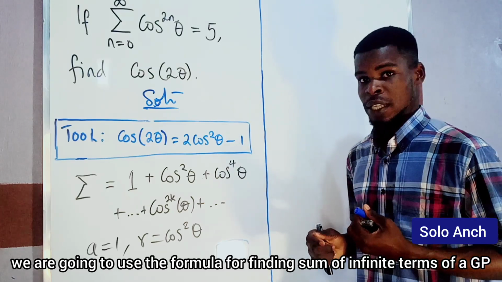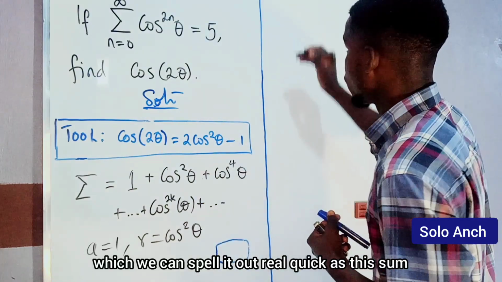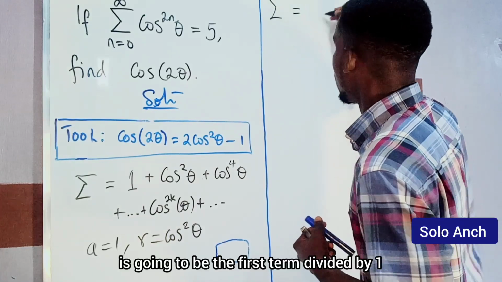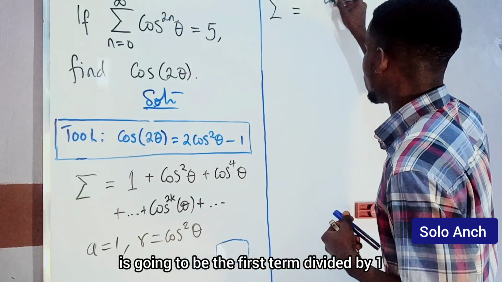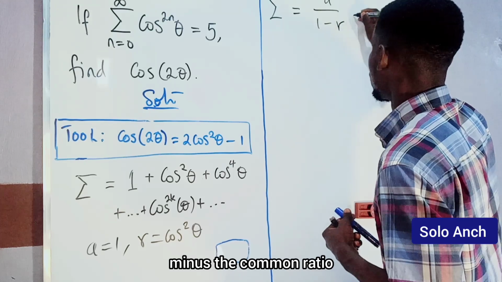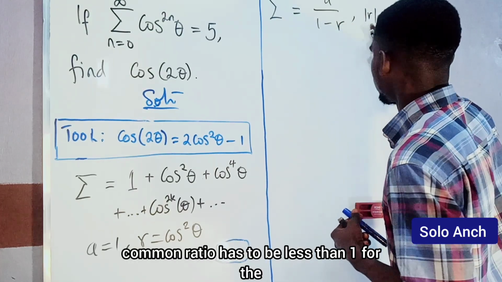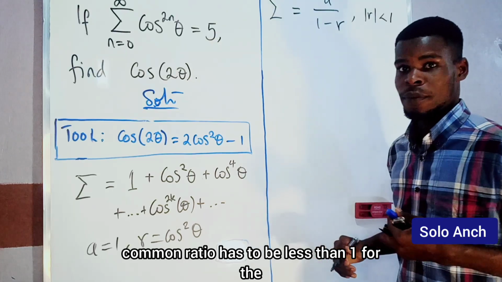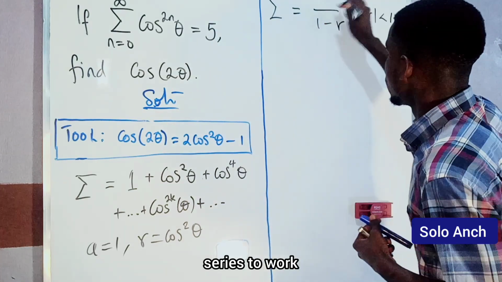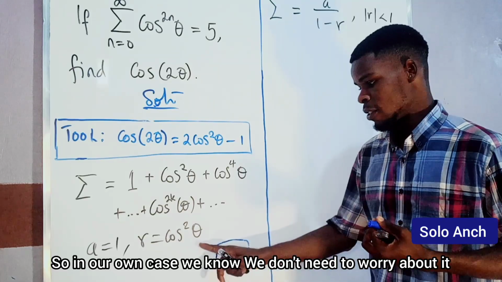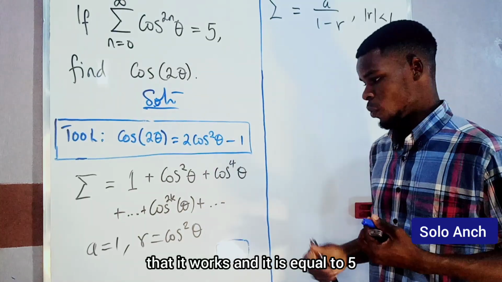Since the series is infinite and it converges, we are going to use the formula for finding the sum of infinite terms of a GP, which we can spell out real quick. This sum is going to be the first term divided by 1 minus the common ratio, where the absolute value of the common ratio has to be less than 1 for the series to work. Good. So in our case, we don't need to worry about it because we are given that it works and the sum is equal to 5.